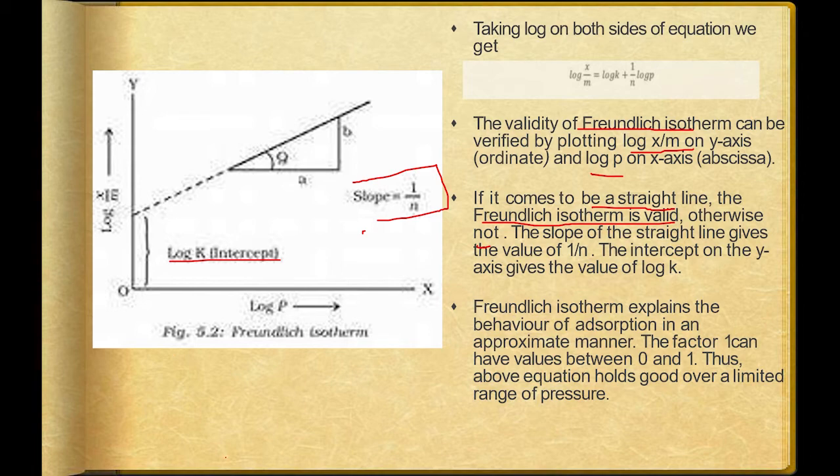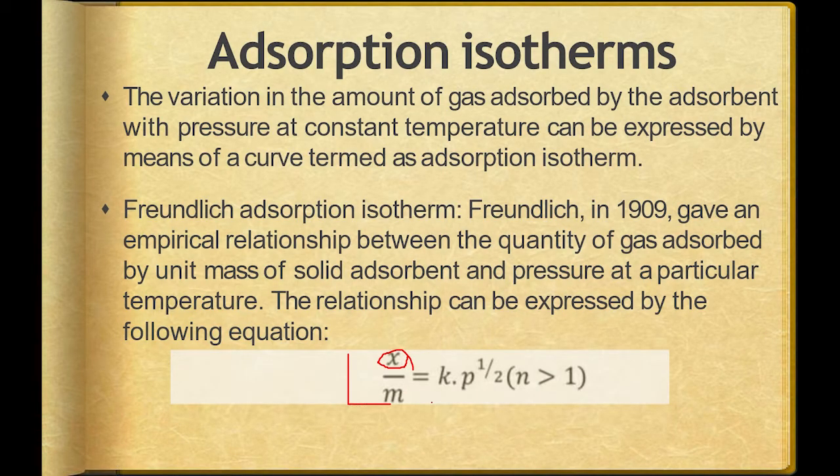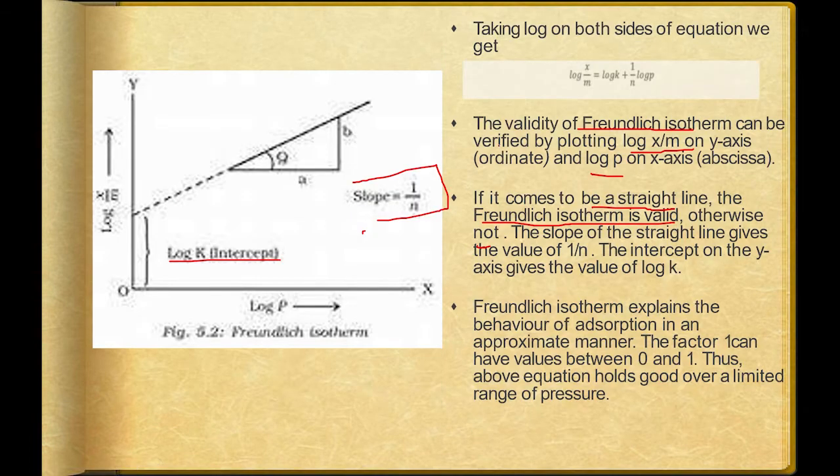So when you take out the Freundlich isotherm for some particular thing with this formula and you need to verify that it is correct, what do you do? You take the log on both sides and plot a graph, which should come out as a straight line, and if it does, then it is correct. Okay, now here the slope of the straight line gives you the value of 1 by n.